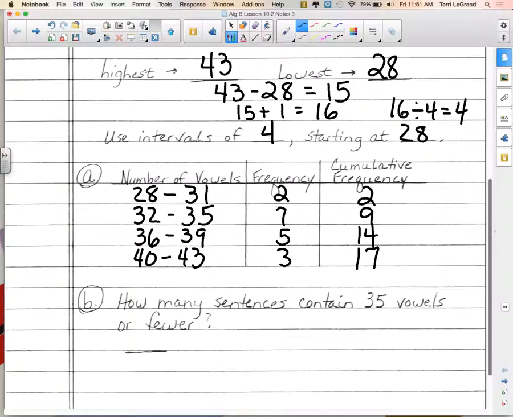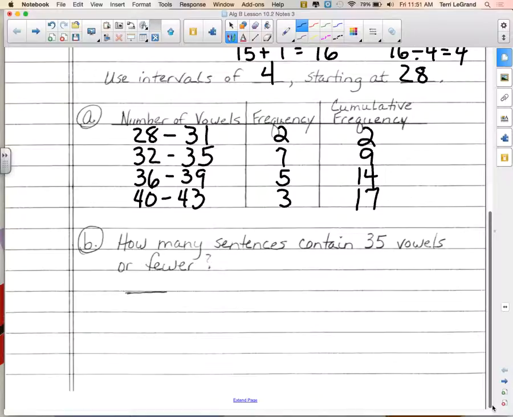So now we're going to answer a question, because that's what they're going to have you do with it. We have to make sure you know how to read a cumulative frequency table correctly. So here's the question. How many sentences contain 35 vowels or fewer? 35 vowels or fewer, and I'm hearing 9. Anybody? 14? 16?